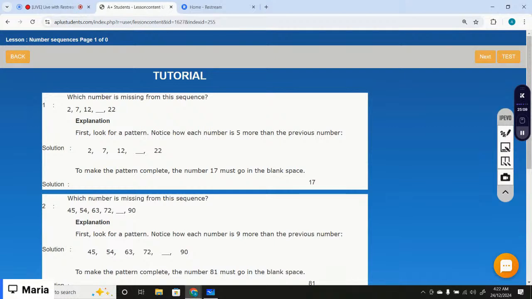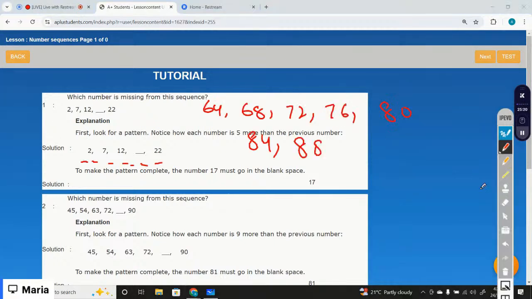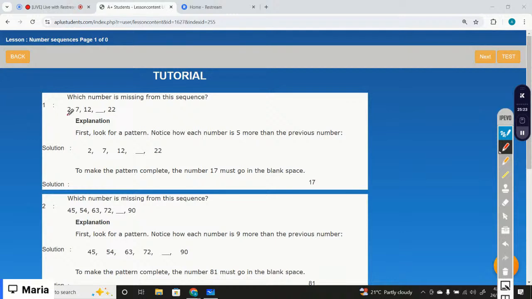Which number is missing from the sequence? They are 2, 7, 12, the missing number, and 22. The first thing is you need to see how the pattern is growing, right? 2 plus 5 is 7, 7 plus 5 is 12. That means each next number you can get by adding 5 to the previous one, right? So 12 plus 5 is 17. The missing number is 17.